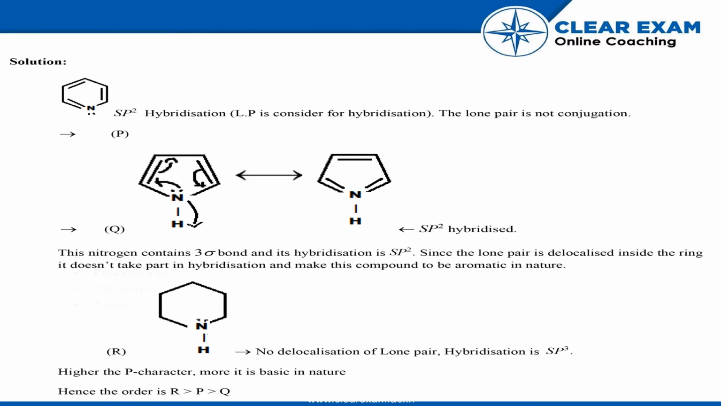So in here we can see that N is sp2 hybridized, as the lone pair is considered for hybridization. So the lone pair is not in conjugation.